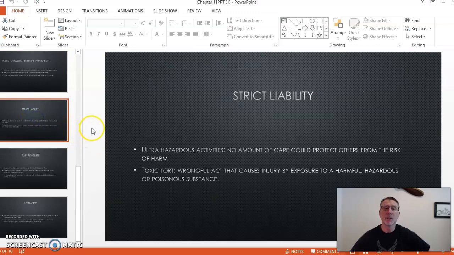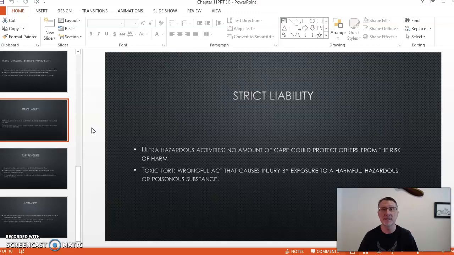There are some strict liabilities when it comes to property: ultra hazardous activities and toxic tort. Ultra hazardous activities are self-explanatory. You have a right to not have your neighbor building bombs in their basement, or cooking weird things in their backyard, or starting fires in their backyard. This is why we have ordinances to not burn leaves in the fall, because it's actually infringing on your right as the neighbor to not have that.